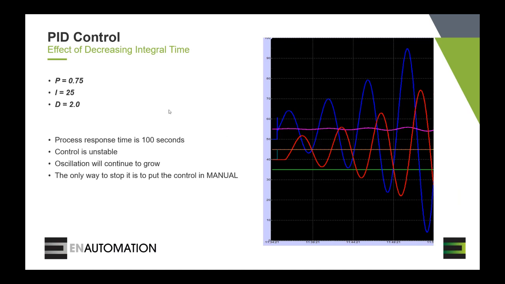So if we look at the two trends, they're very similar. Similar effect. Increasing proportional gain can drive the PID controller to instability. Decreasing the integral time can also drive the PID controller to a point of instability. So how do we tell which is which?